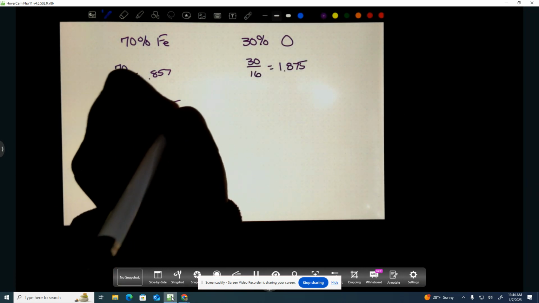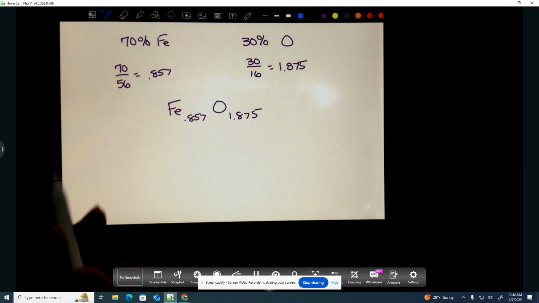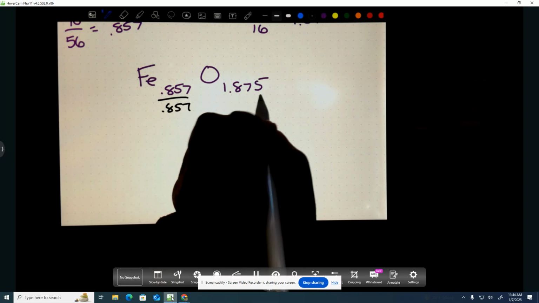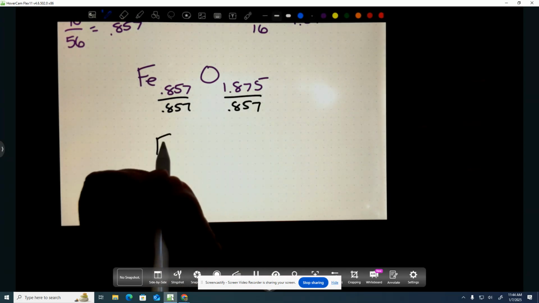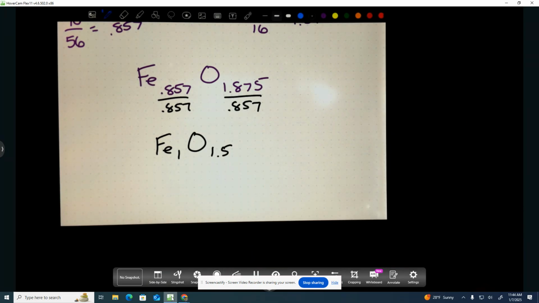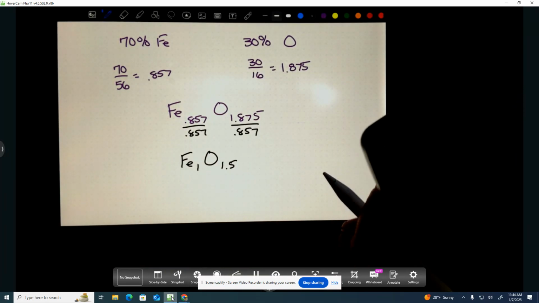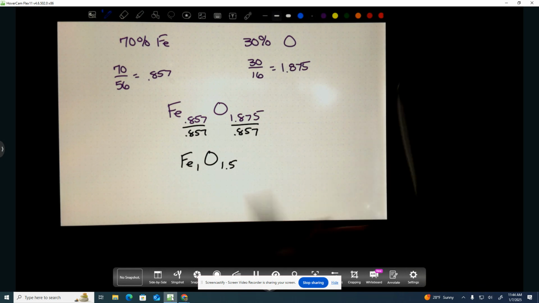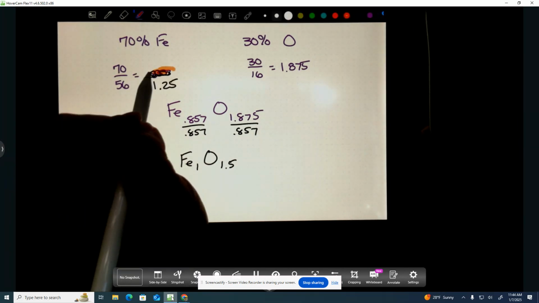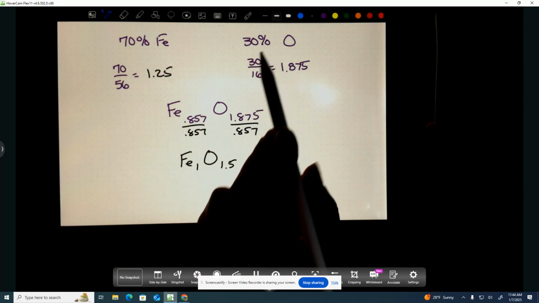Okay, now we've got Fe 0.857, and we got oxygen 1.875. Okay, we're going to divide through by the smallest number, 0.857. This is going to be Fe1, and this is going to be 1.5. What? I don't know. I am. Did I do this one right?